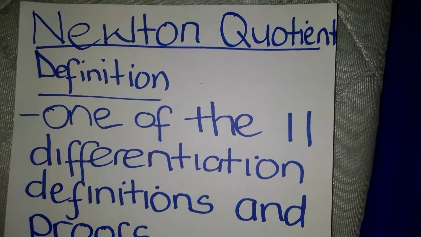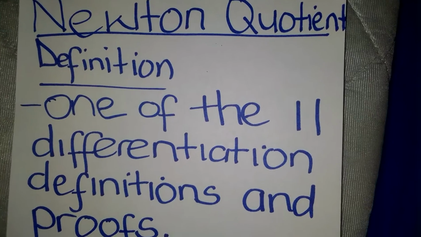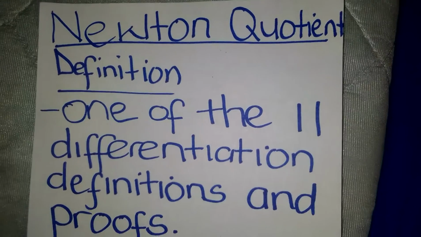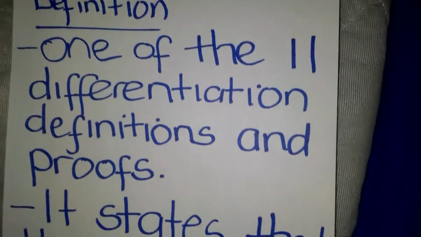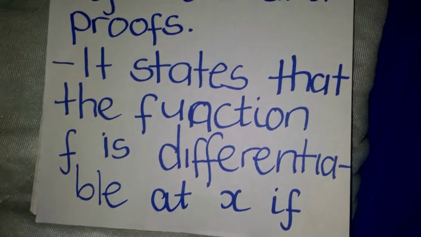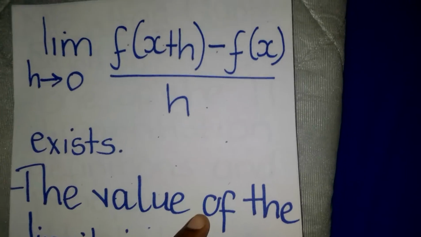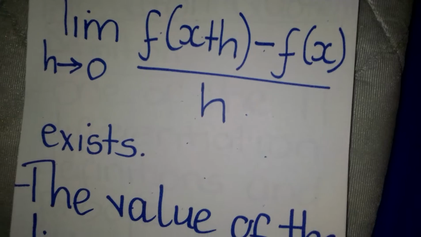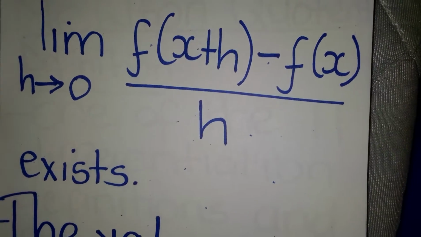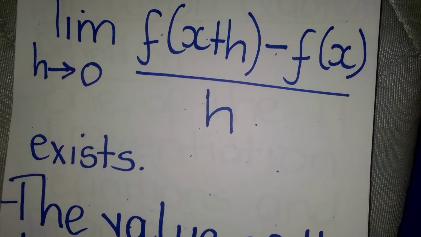Today we are going to discuss one of the 11 differentiation definitions and their proofs. It is the Newton quotient definition. It states that the function f is differentiable at x if the limit of f of x plus h minus f of x, all over h, as h tends to 0 exists.